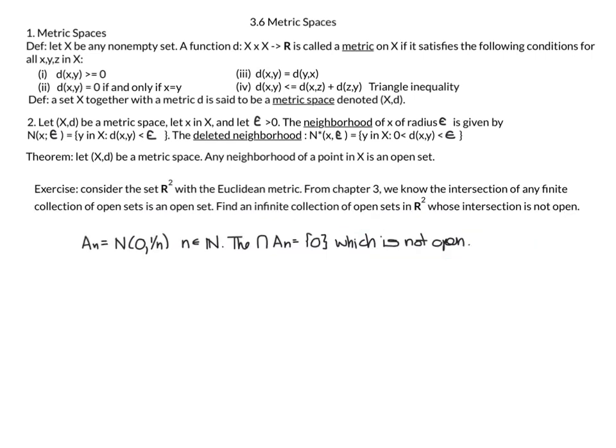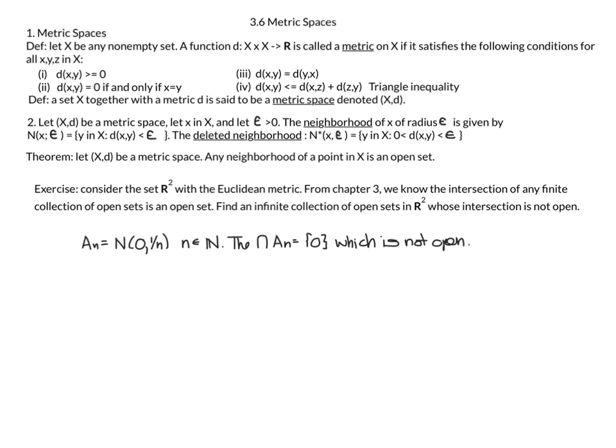Our first example: consider the set R2 with Euclidean metric. From chapter 3, we know the intersection of any finite collection of open sets is an open set. Find an infinite collection of open sets in R2 whose intersection is not open. In this case, since we're intersecting and we don't want it to be open, an easy example would be to find a collection of infinite sets whose intersection is a single point. So any nested set of sets would be good.